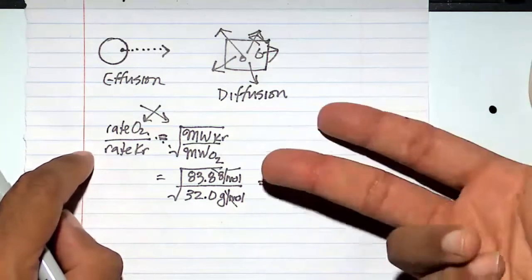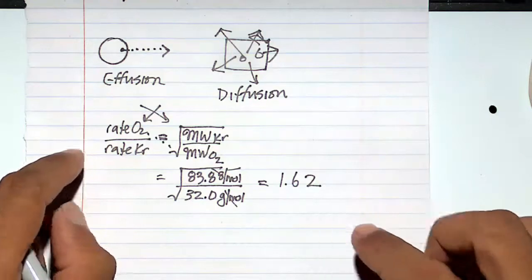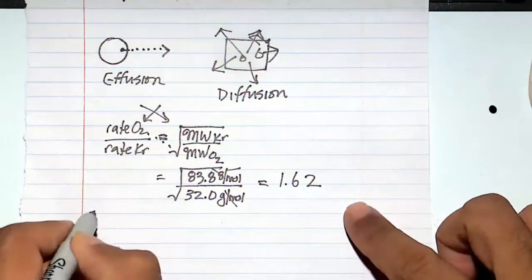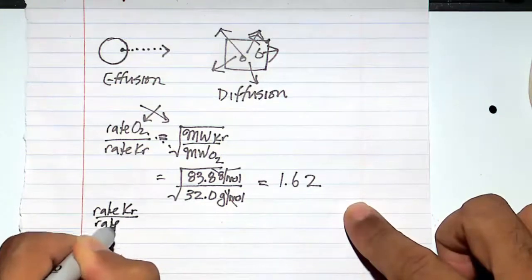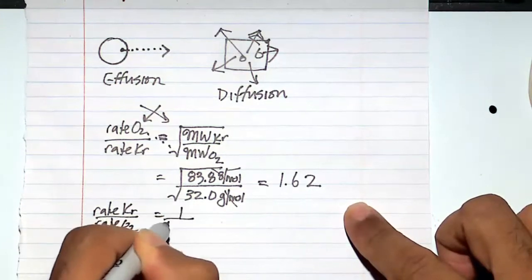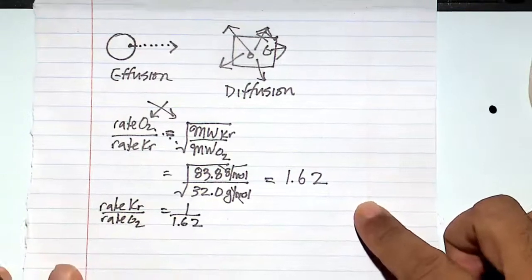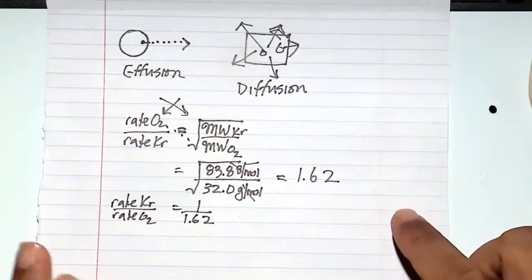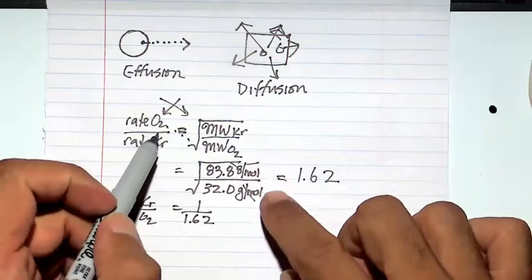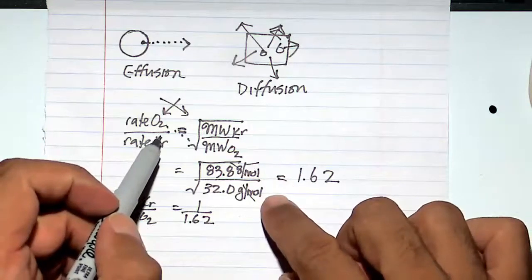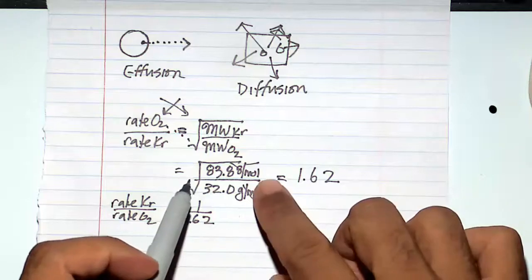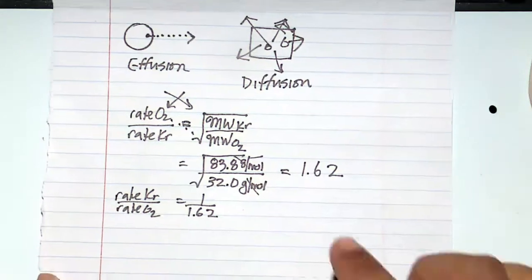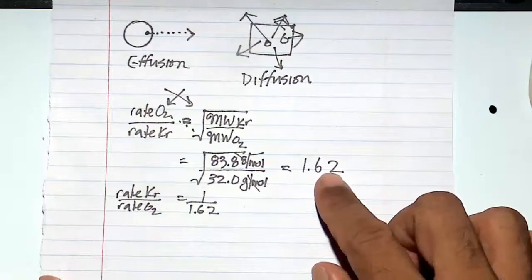Or if you want to do it the opposite way, if you want to flip it, the rate of krypton over the rate of O2 gas, you just flip this. It will be 1 over 1.62. So this makes sense, right? Oxygen is at 32 grams per mole. It's going to effuse faster than krypton, which is at 83 grams per mole. Now how much faster will it effuse? It will effuse 1.6 times as fast.